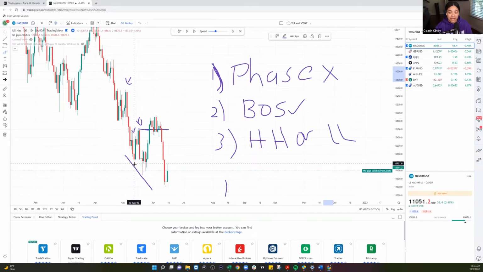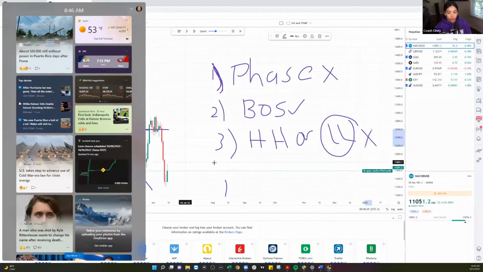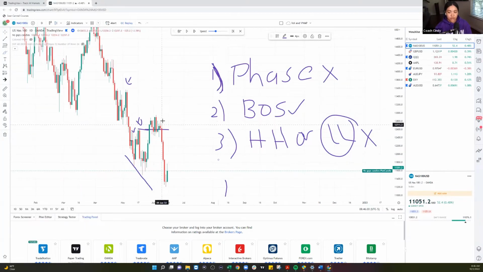And did it make higher highs or higher lows? It made lower lows, so no. So therefore, the analysis would be, this is a fake out because it didn't meet my criteria. So a lot of people were buying over here because they saw a breakout. And of course, we had candle structure.